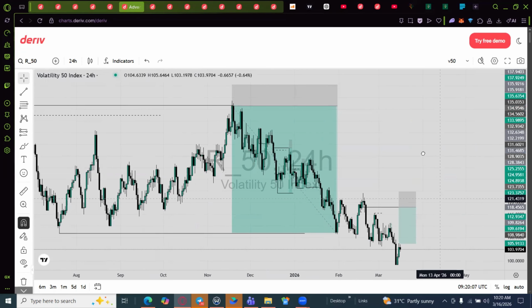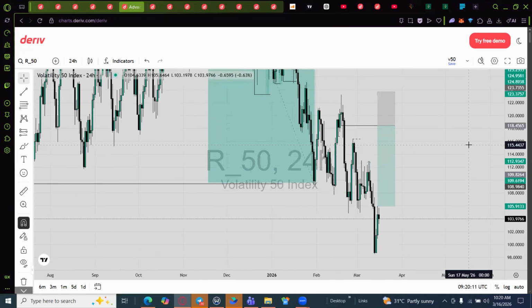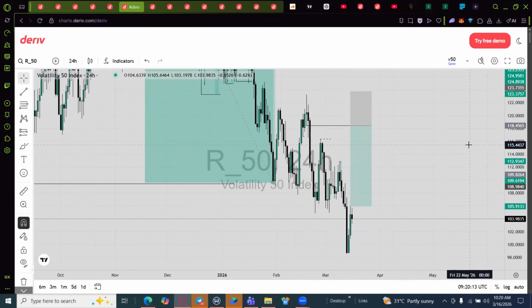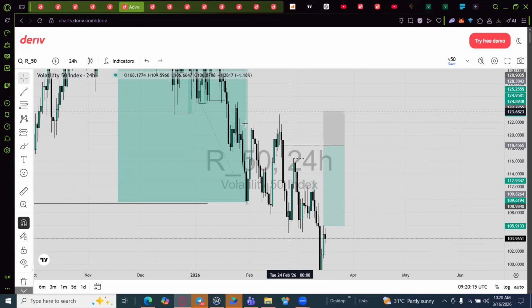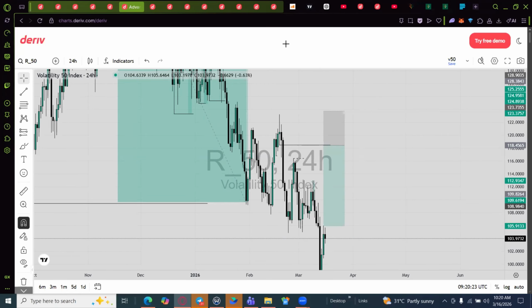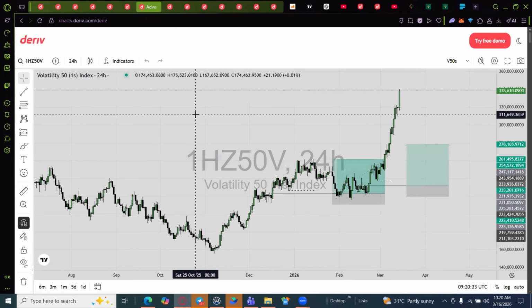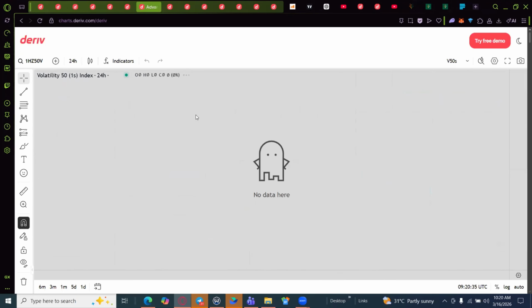So now what do I have here? I have my POI from here. So I came here, saw my structure, basically order block, and then there's the liquidity here. So we're expecting the market to come here and keep selling to the downside. So for here, we have nothing for V50. I have nothing here.